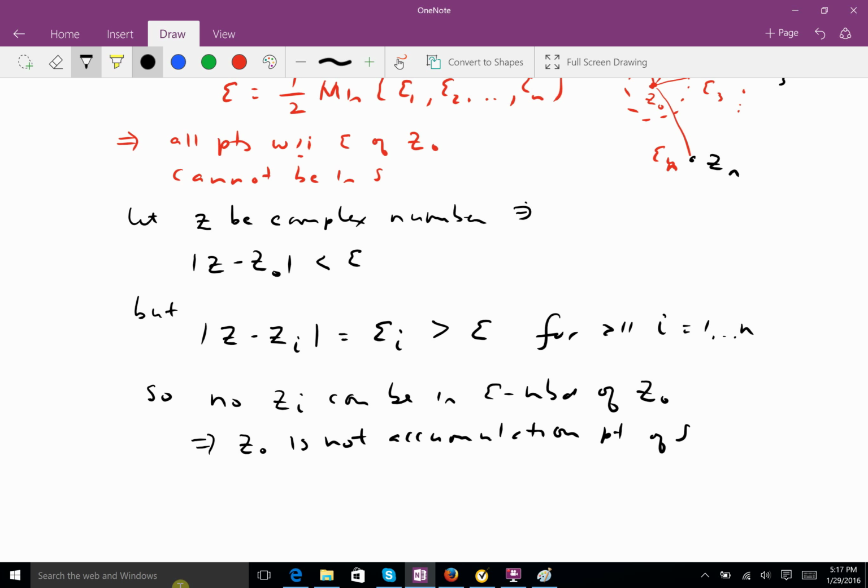So if I can find some little open ball that does not contain any points in S, then that point's not an accumulation point of S. I think that's all for that problem.